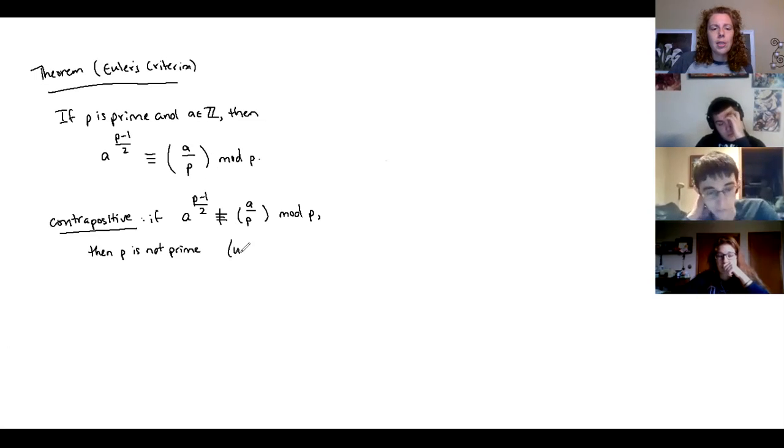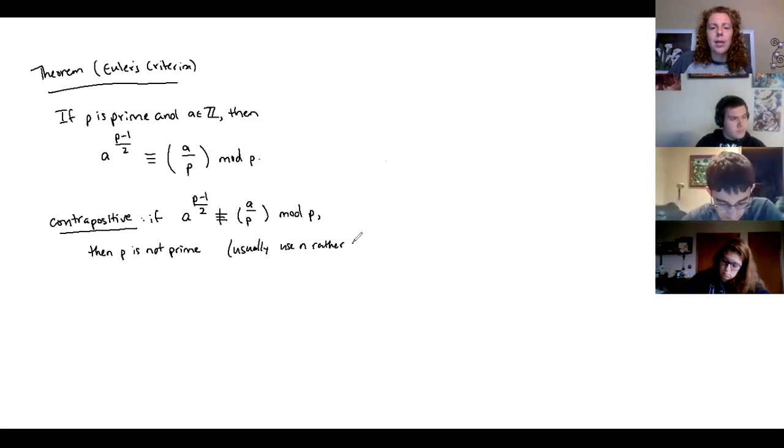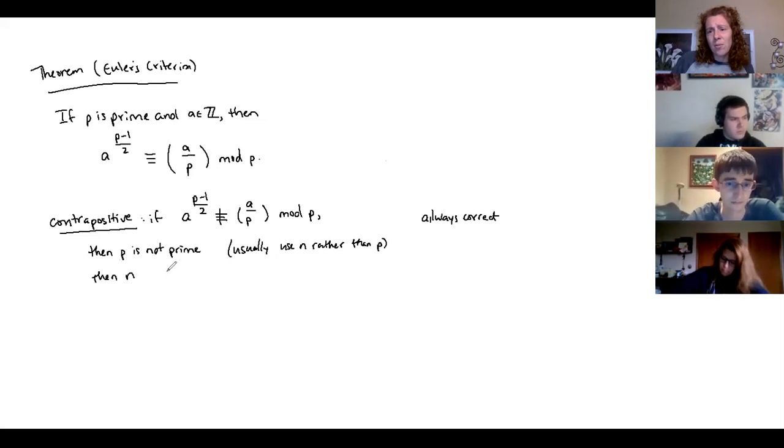And usually we use N rather than P. I should have written this with N's, but I don't want to erase everything because it's easier on the board than it is on a whiteboard here to erase. Because the conclusion is P is not prime, that's a little bit weird. So usually we use N's here instead of P's. This is the contrapositive, so it's always correct. And our then could be stated as N, or P, whatever you want to call it, is composite.